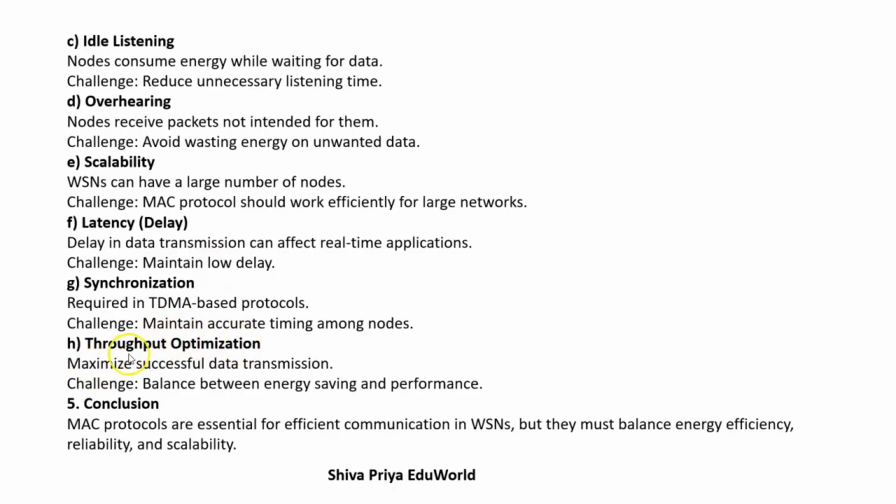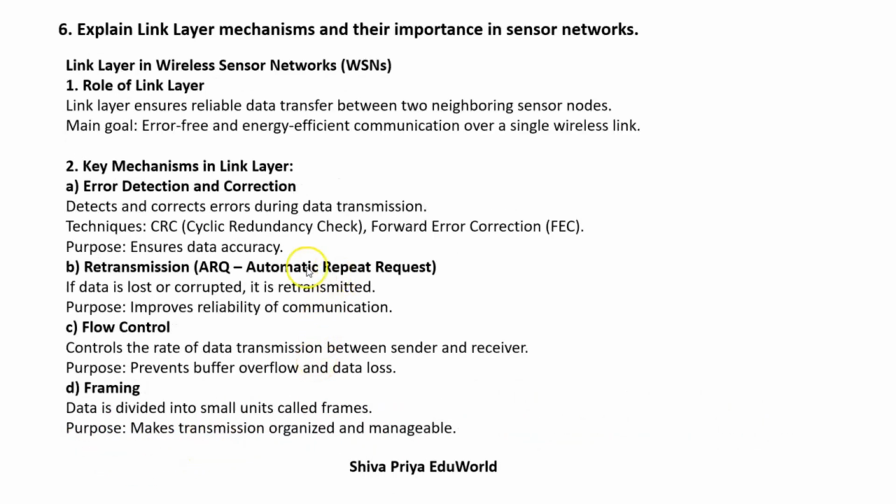Throughput optimization: it maximizes the successful data transmission. The challenge is the balance between energy saving and performance, which is very important here. This is the biggest challenge. Here, MAC protocols are essential for efficient communication in WSNs, but they must balance energy efficiency, reliability and scalability perfectly. Clear?